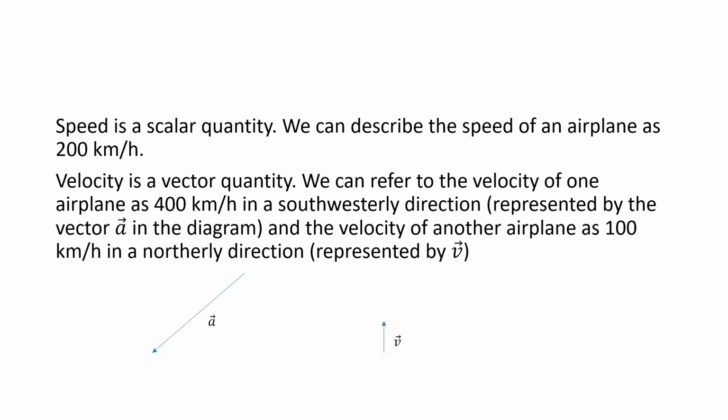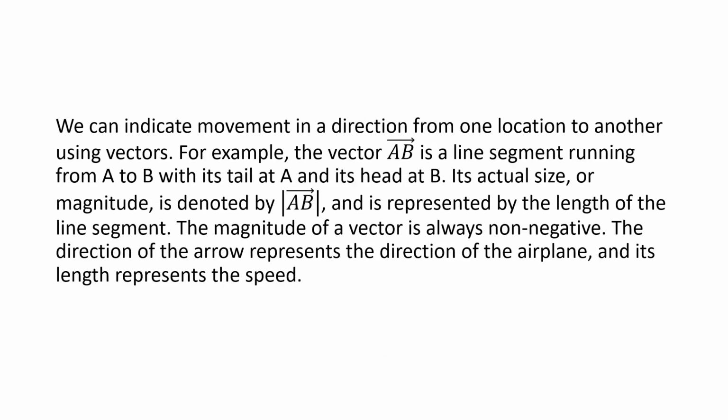And then we can also talk about another airplane as having a velocity of 100 kilometers an hour in a northerly direction. So notice that the magnitude of this vector is about 1/4 the magnitude of that vector. It's helpful to make our diagrams in such a way that it looks that way as well.